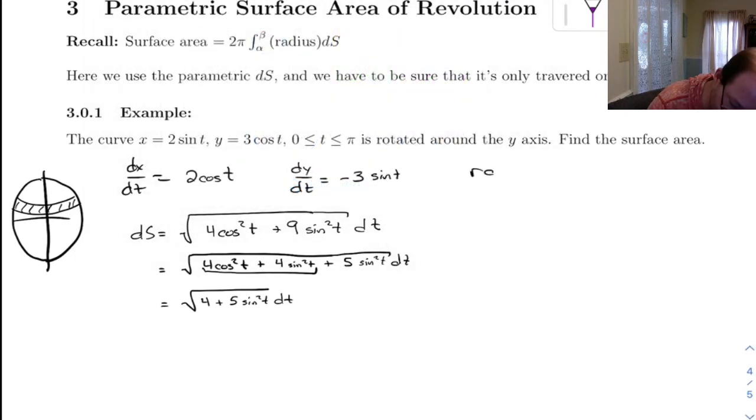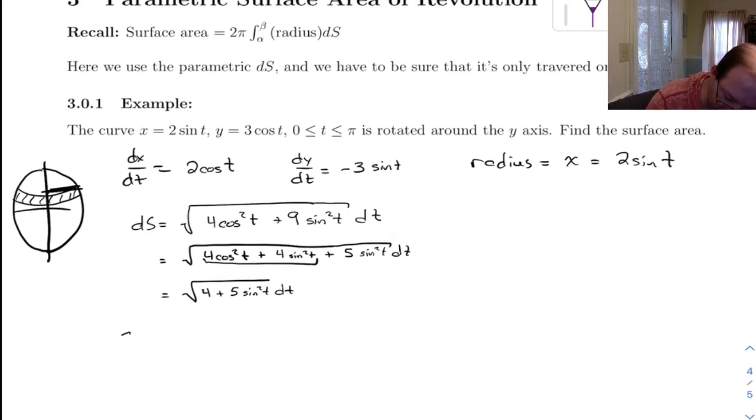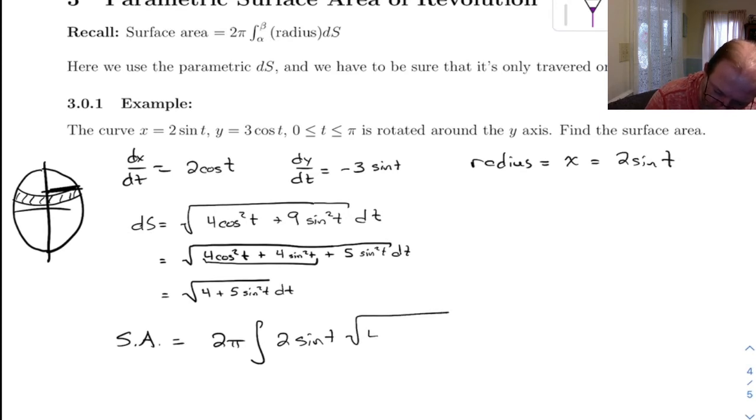But what about our radius? Well, in this case, if we're rotating around the y-axis, the radius is going to be x. And x is 2 sine t. So our surface area is going to be 2 pi integral radius ds. So 2 sine t square root of 4 plus 5 sine squared t dt. And we're going from 0 to pi.